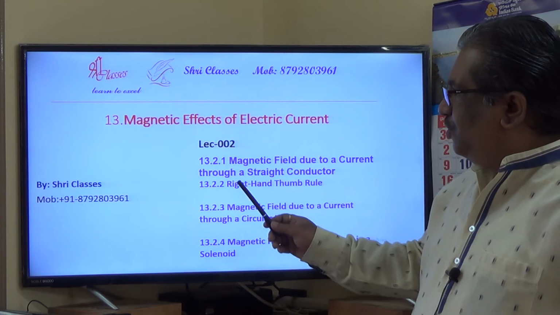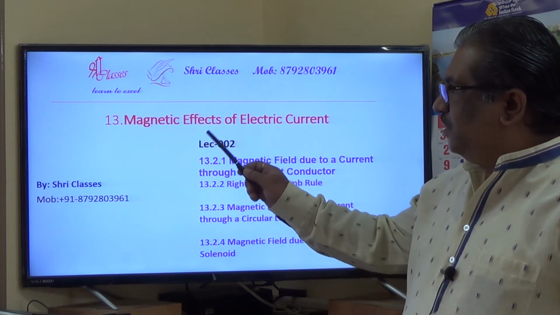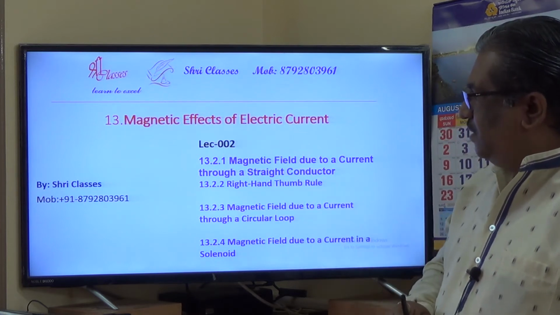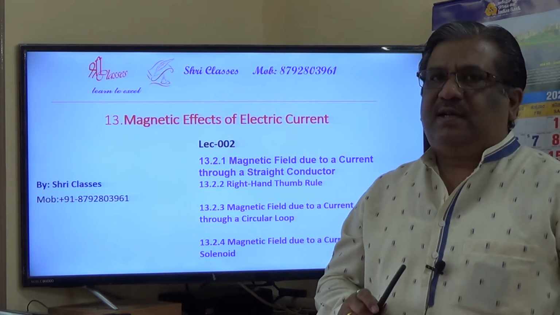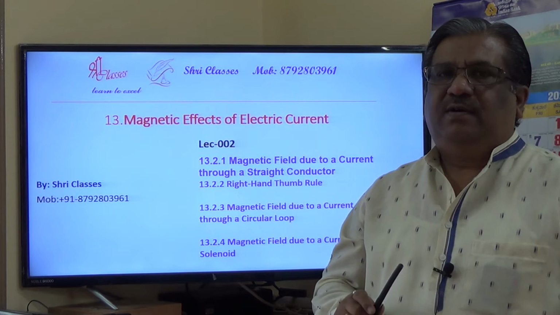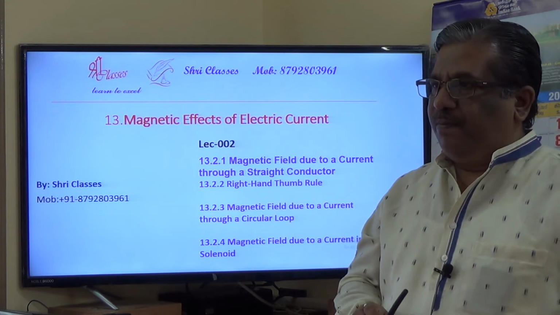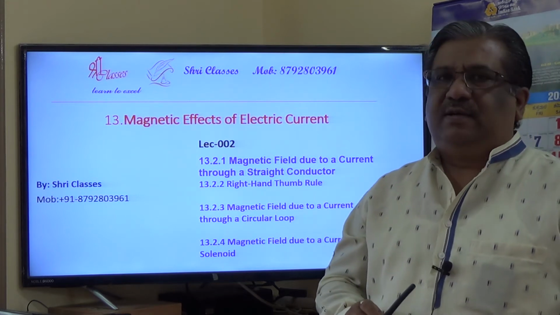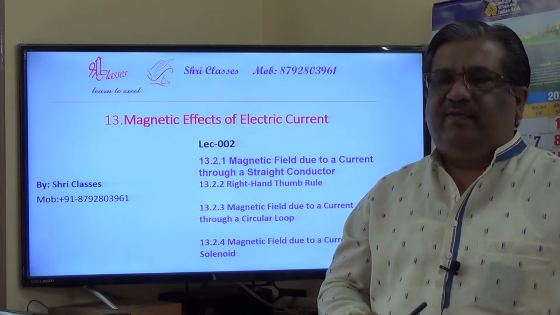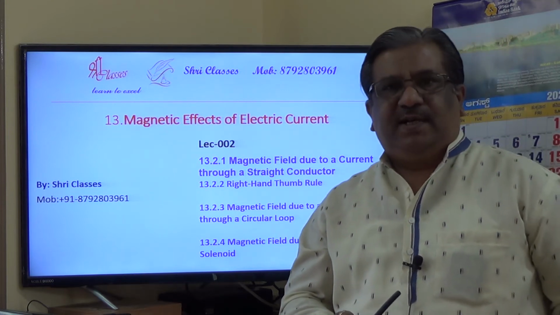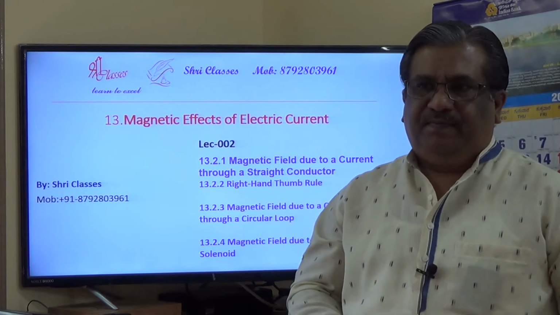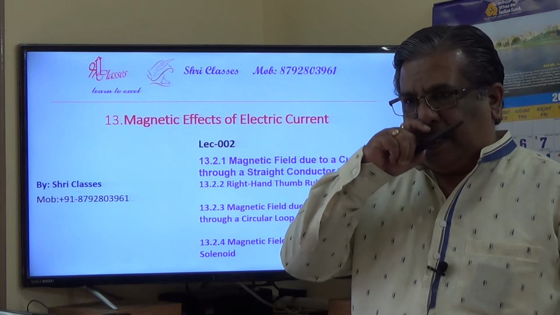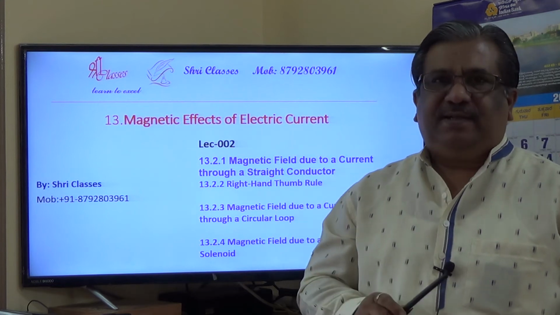We will continue with lecture number 2, chapter 13, Magnetic Effects of Electric Current. In our last class, we saw Oersted's experiment. A current carrying conductor produces a magnetic field, and that was witnessed by the deflection of the needle of the compass. A current carrying conductor becomes a magnet.